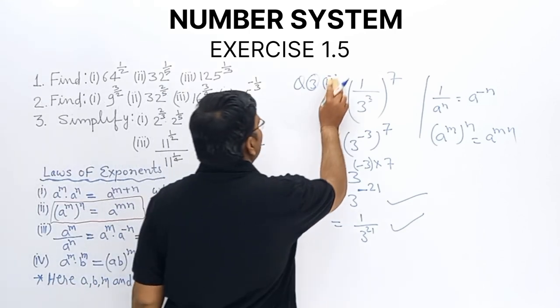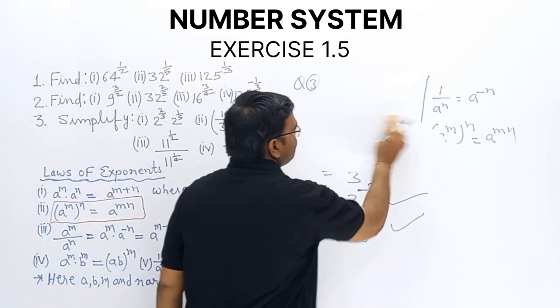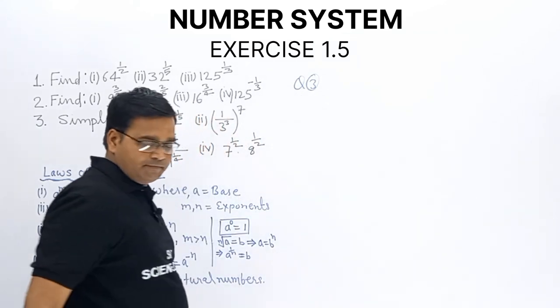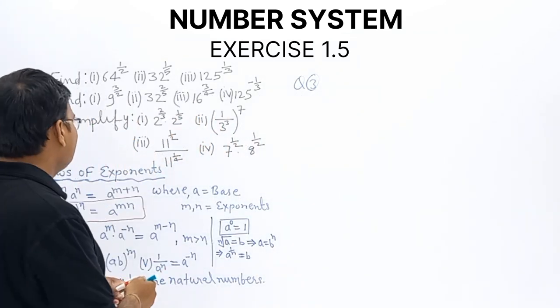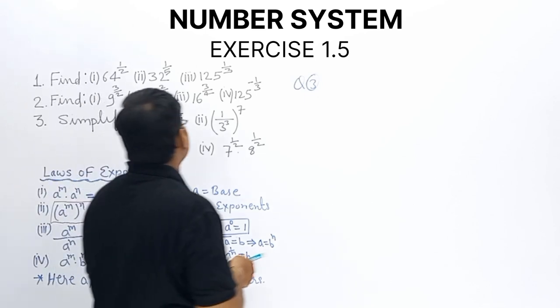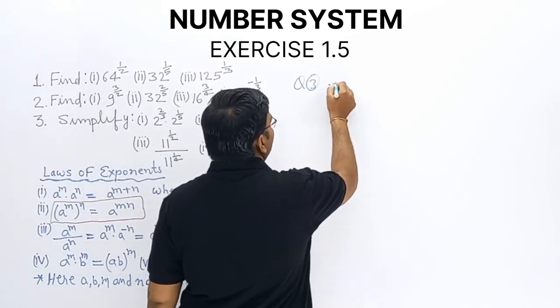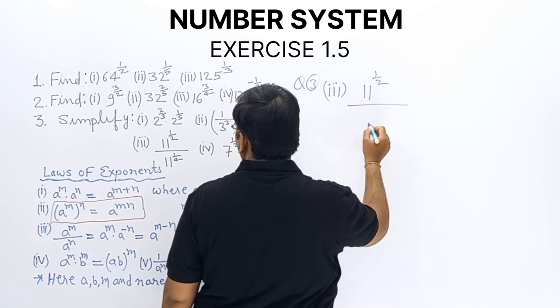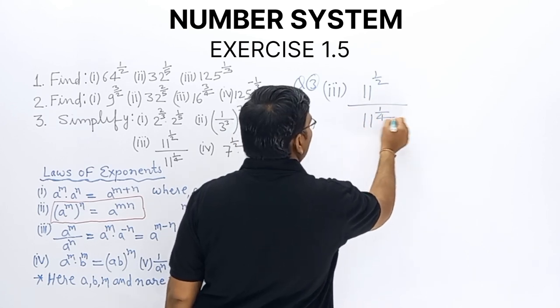Now next question I am trying there, question number third one. What is the question number third? I am writing. Question number third one, what is the question? 11 power 1 by 2 divided by 11 power 1 by 4.